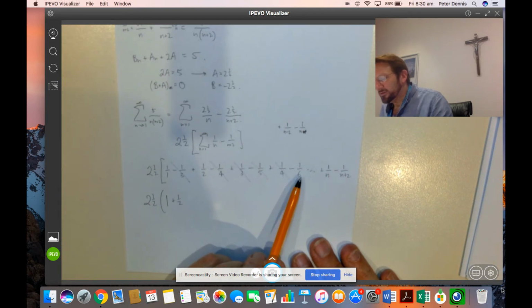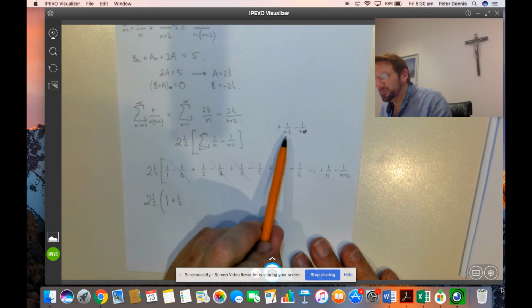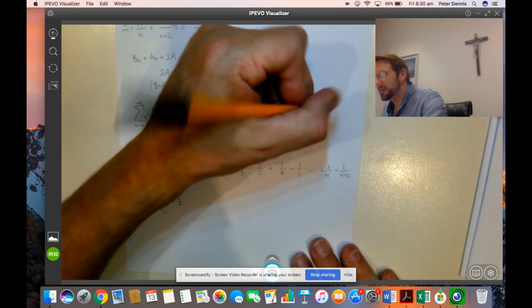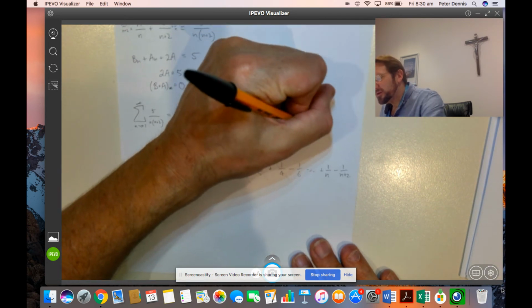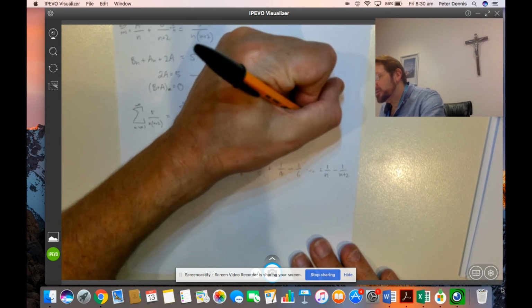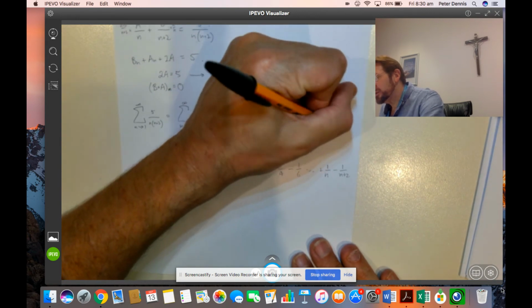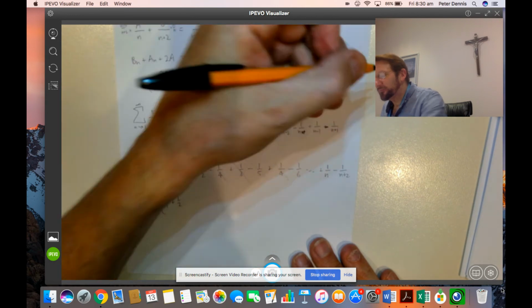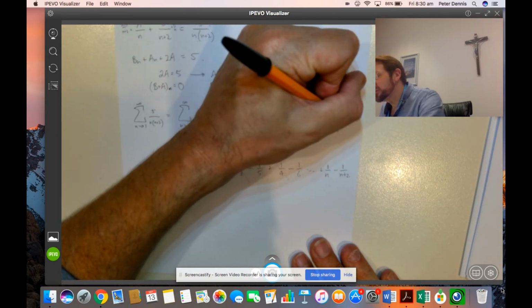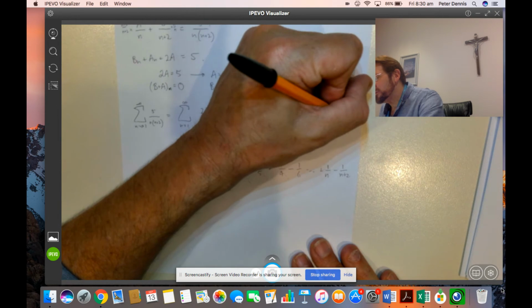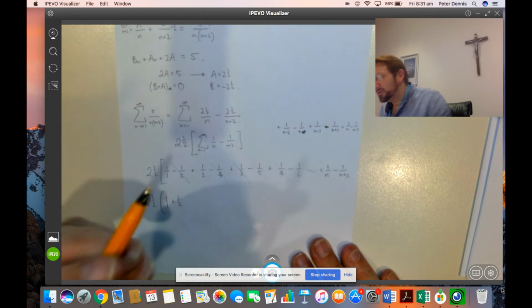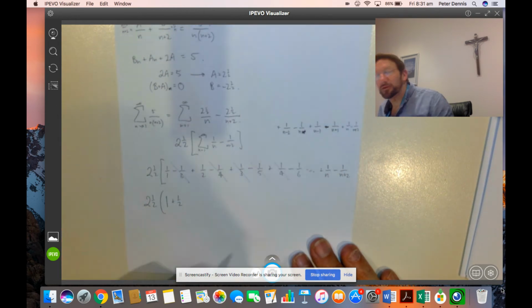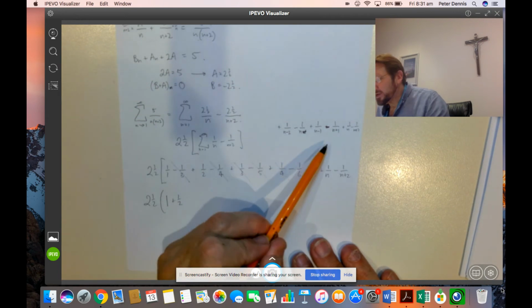This is always 2 more than that. So this is n minus 2, this is n. Then it's plus 1 over n plus 1, plus 1 over n minus 1, over n minus 2. So, plus 2. And again, what cancels out?